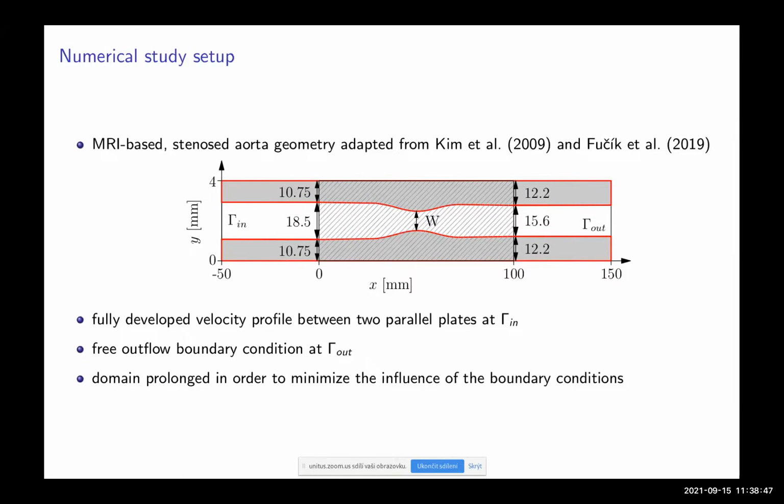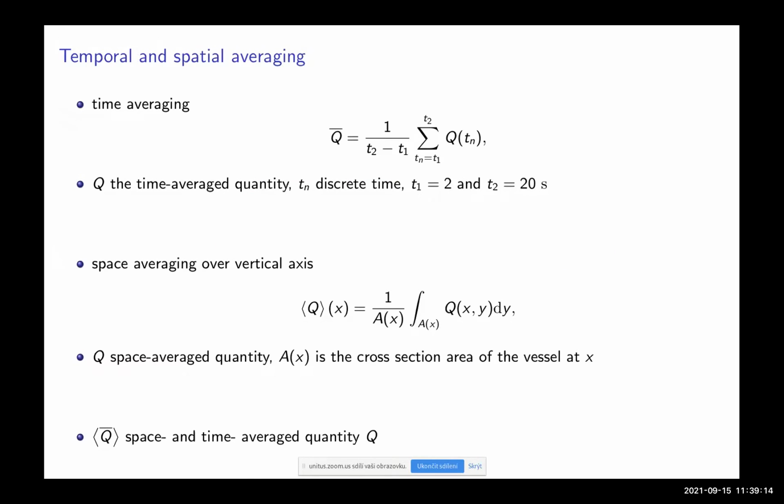As you can also see, the original domain from 0 to 100 was prolonged on both ends to limit the effects of the boundary conditions. On the inflow, we prescribed a fully developed velocity profile between 2 parallel plates, and on the other end, we prescribed a free outflow condition. There are 3 quantities we compared to illustrate the difference between the non-Newtonian regime and the 2 Newtonian regimes: mean velocity magnitude, negative horizontal flux, and difference between viscosities. All these quantities were time averaged using this formula, and the negative horizontal flux was also averaged in space across this cross-section of the vessel. So that is, I think, everything you need to know before we see the results.